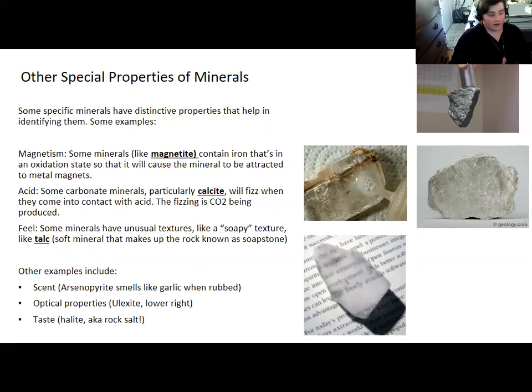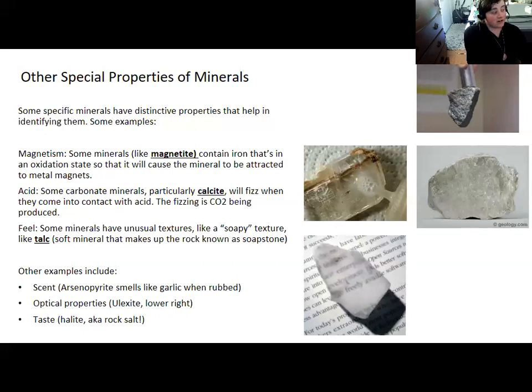So something that unfortunately you don't get to do because we're not doing this as a hands-on lab is that you can use magnets to attract some minerals. You can see this person is just using a metal magnet to keep this rock suspended, and that's because this rock has magnetite in it. And magnetite is attracted to metal magnets because it contains an oxidation state of iron that is magnetic. Usually iron is not magnetic in rocks, but magnetite contains the oxidation state of iron in which it will be attracted to metal bar magnets.